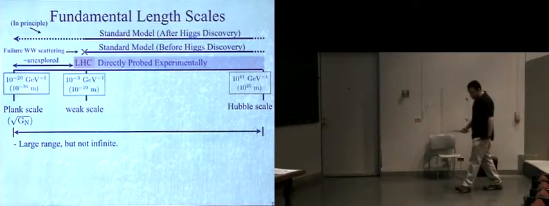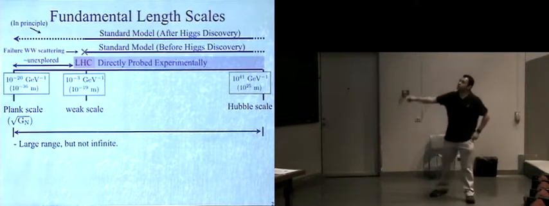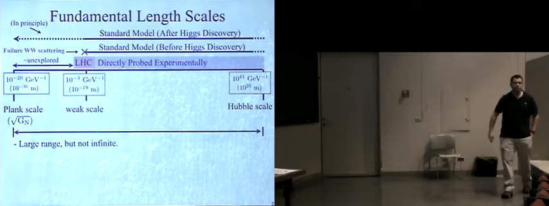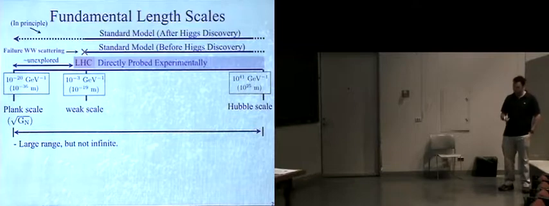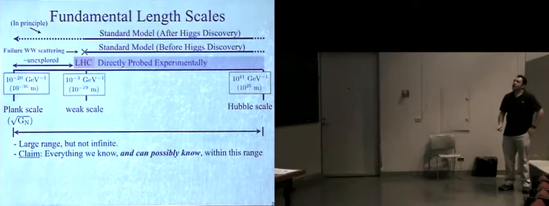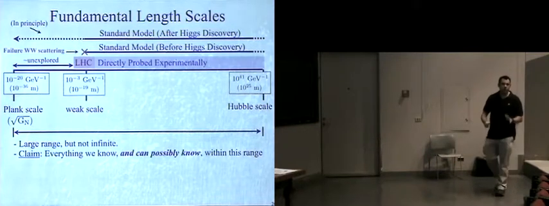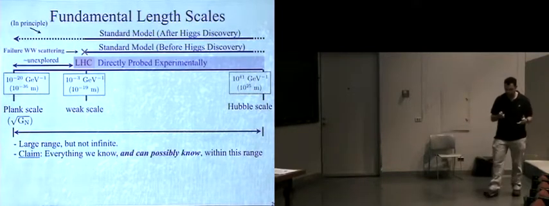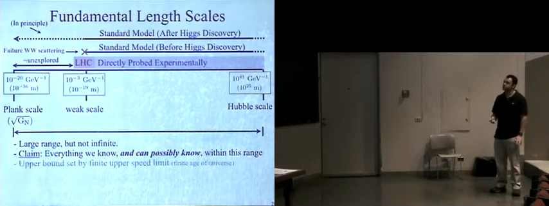Okay, so just a couple of things to note about this scale. There's a really large range here, right? It's about, I think, 61 orders of magnitude. It's large, but it's not infinite. At least the scales we know about aren't arbitrarily far apart. And my claim is that everything we actually can know, or can possibly know, fits within this range. And that's what we'll go over here.